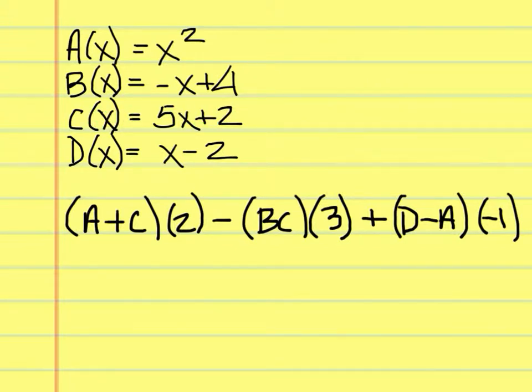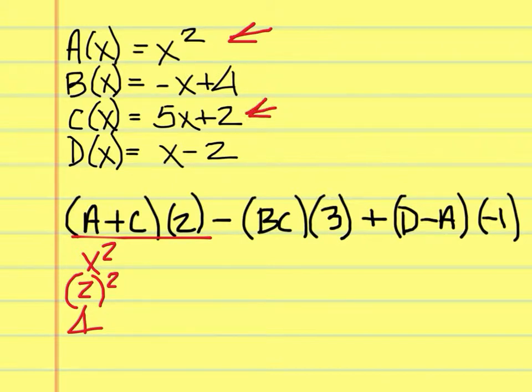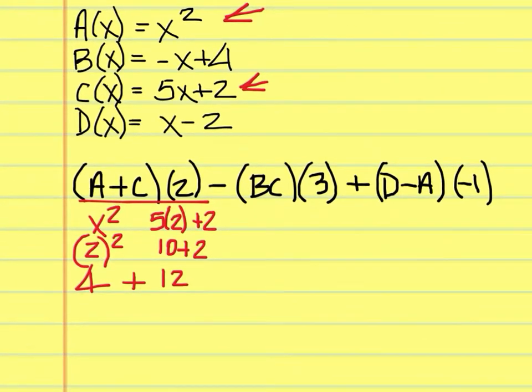So if you take care of this piece first, if you plug a 2 into the a function, that's x squared. So if you put a 2 in, 2 squared is going to give me a 4. If I put a 2 into the c function, that's 5 times 2 plus 2. 10 plus 2 is 12. So we come up with a value of 16 for that very first piece.